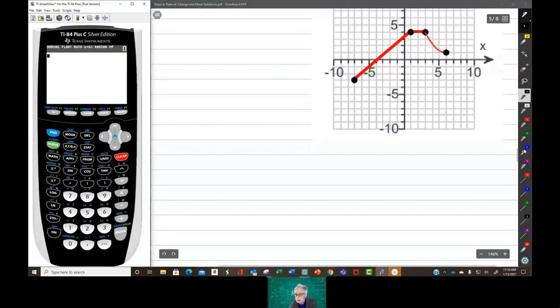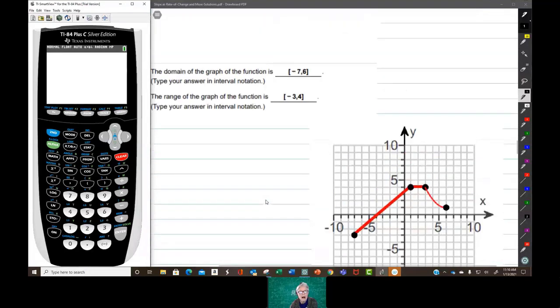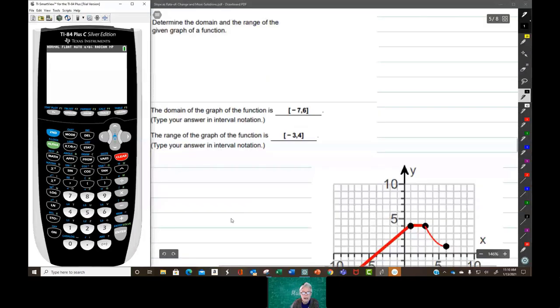Is there any way we can see the words too, so we can copy the notes? Thank you. Determine the domain and range of the given graph of a function. It says the domain of the graph of the function is, and it gives you that. It also says write it in interval notation. This is interval notation. And then the range of the graph of the function is blah, blah, blah. Type your answer in interval notation. So I'm going to write that big because it's important. Interval.